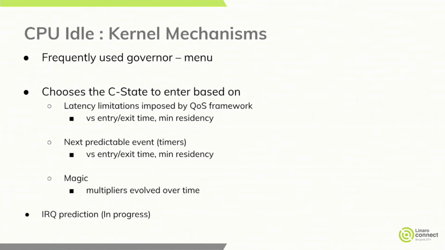In order to improve those features, there is something called IRQ prediction that is currently being developed, where the idea is, instead of predicting the CPU load, to predict the next interrupt event, the next IO interrupt or the interrupt event from a device, and to use that in order to make decisions to choose a C state.